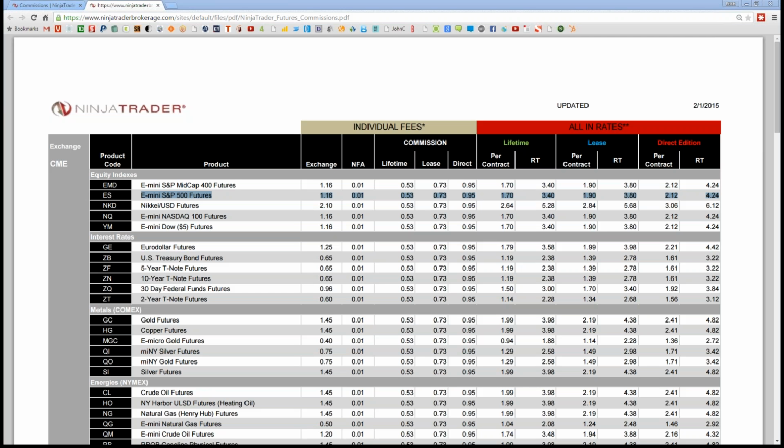We are working on something that would be kind of a souped-up performance report inside NinjaTrader. This is one of the benefits of NinjaTrader becoming a brokerage: the platform enhancements. There are a lot of these.